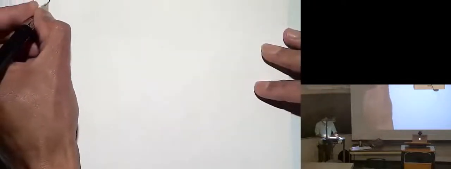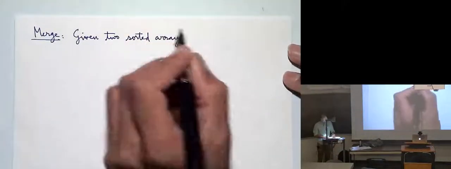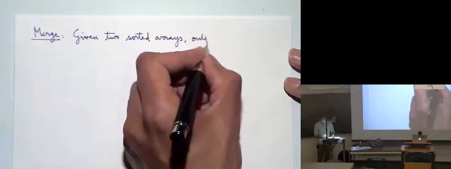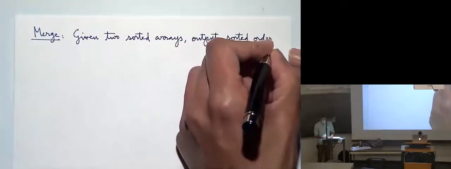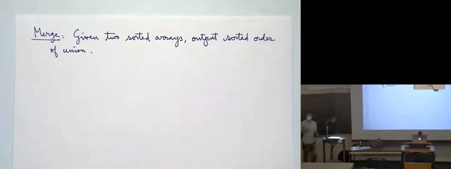All right, so let's talk a little bit about merge. So what is the merge step? Merge says given two sorted arrays, output the sorted order of the union. Right? That's what merging is.